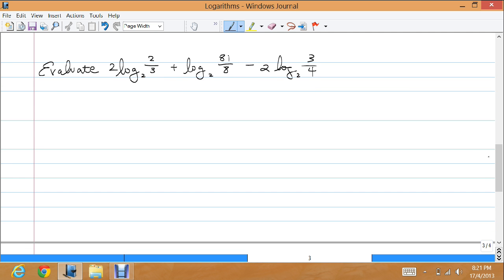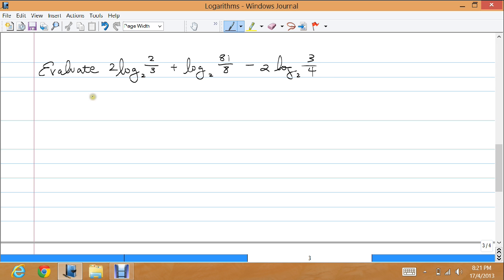Let's first look at an example of how to evaluate and simplify log functions. Evaluate 2 log base 2 of 2/3 plus log base 2 of 81 over 8 minus 2 log base 2 of 3 over 4. So in order to simplify this expression, first we must try to rewrite it carefully. So at least we now have base 2 for each term.